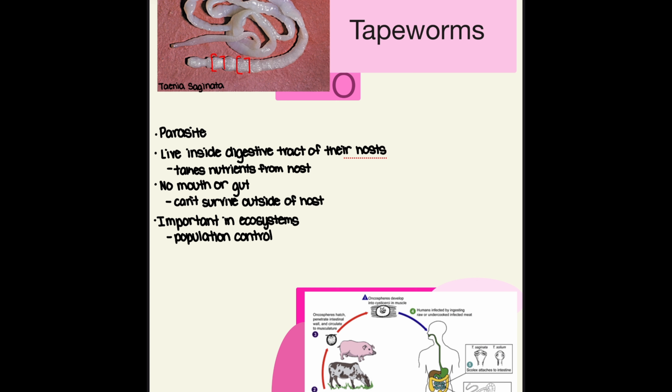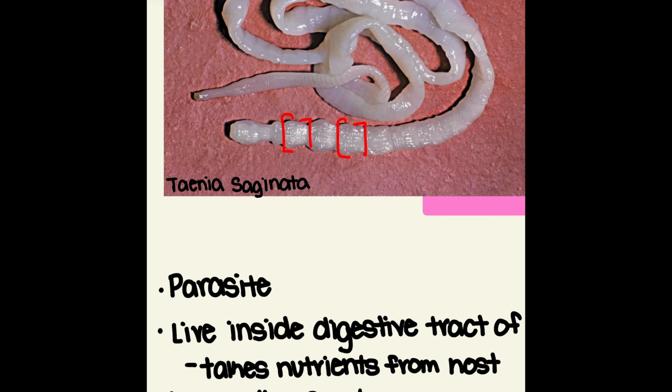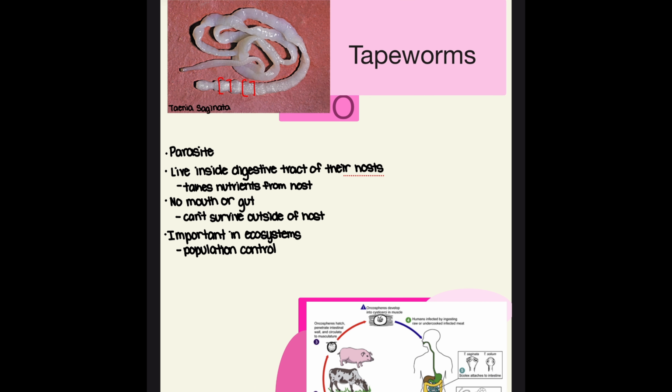The tapeworm is unique because it has distinct sections, as we can see right here. It almost has like little bean-shaped sections. And those sections are called proglottids, which are essentially vehicles for their eggs. Each of these little sections is just filled with the eggs.